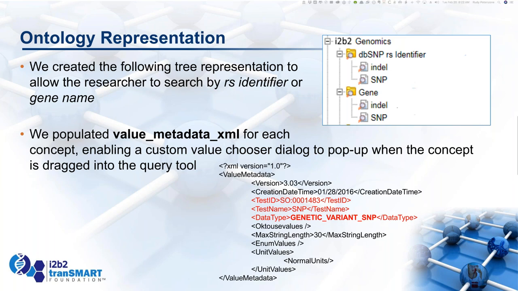An example here is what the value metadata looks like when you drag over a SNP. It has the data type there as genetic variant SNP, and this will tell the web client to pop up a specific box that we wrote for this. This is also part of the package that we're going to release as open source, just to show how this is done.